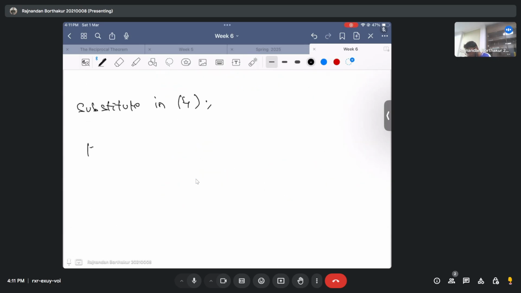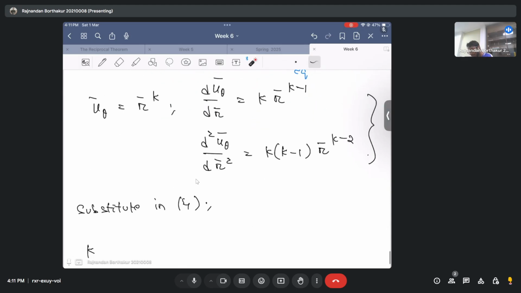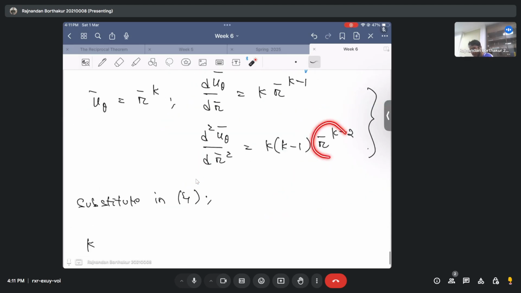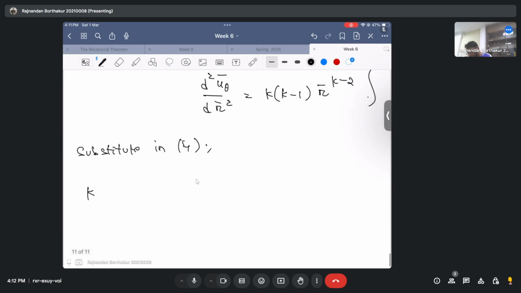I'll just end up getting something like this. You can do this substitution. From this term, we'll just get k into k minus 1. Because there is an r square and there is an r bar power k minus 2, we'll just end up getting an r power k. And this r power k will appear everywhere. It will appear here, here, and here. Then we can take this common and argue that r power k cannot be equal to 0, and then this term will simply come out to be equal to 0. It's just the same thing that we did in the Taylor-Couette flow.